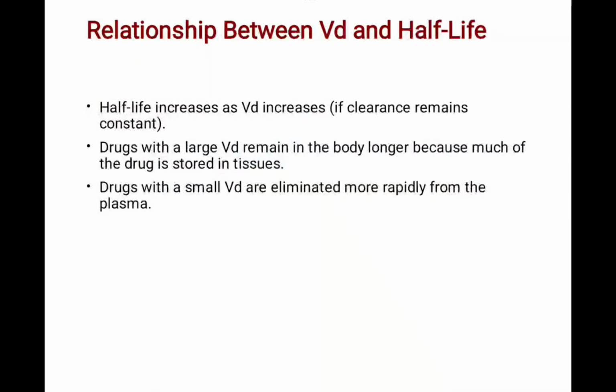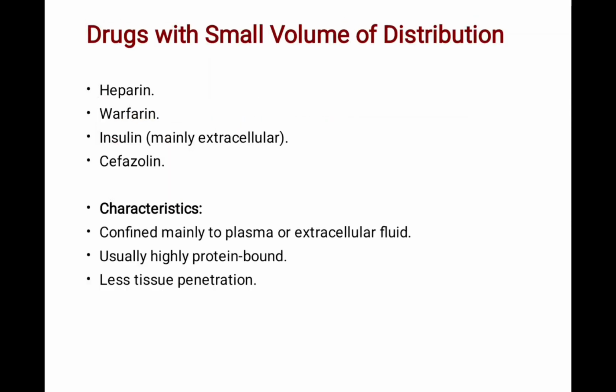What is the relationship between volume of distribution and half-life? Half-life increases as volume of distribution increases if clearance remains constant. The half-life will increase when volume of distribution increases, because more of that drug is in the tissues. So a drug with a larger volume of distribution remains in the body longer because much of the drug is stored in our tissues. Drugs with a small volume of distribution are eliminated more rapidly from plasma.